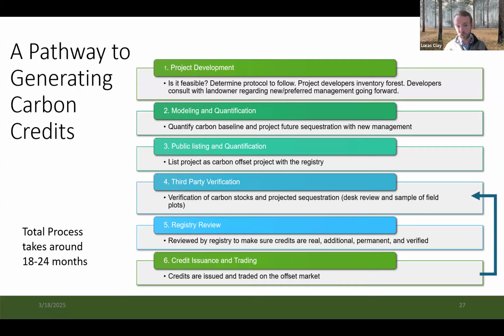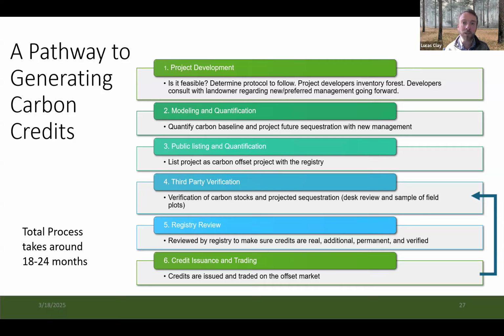That review process is going to start with third-party verification. They're going to validate the project and verify the carbon stocks and the projected sequestration. This involves a desk review and also a sample field plots review. After that whole process has taken place, the third party will then submit their review to the registry to make sure the credits are real, additional, permanent, and verified. And then ultimately those credits can be issued and traded on the offset market.